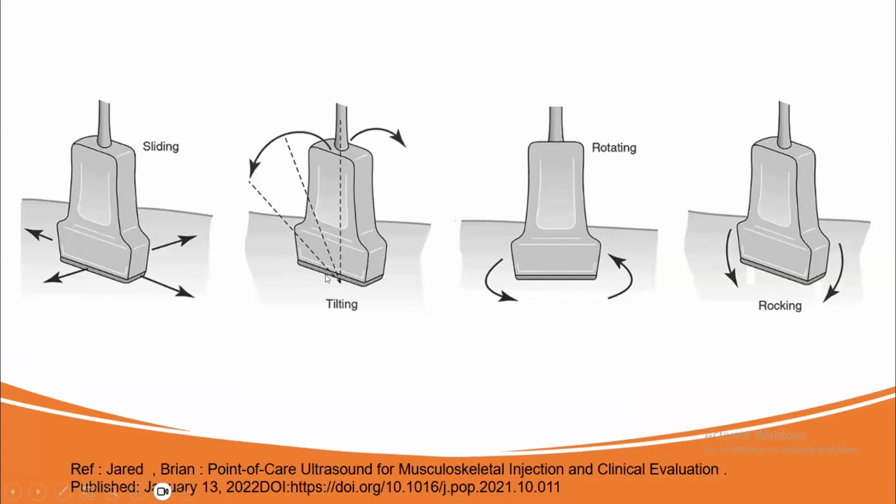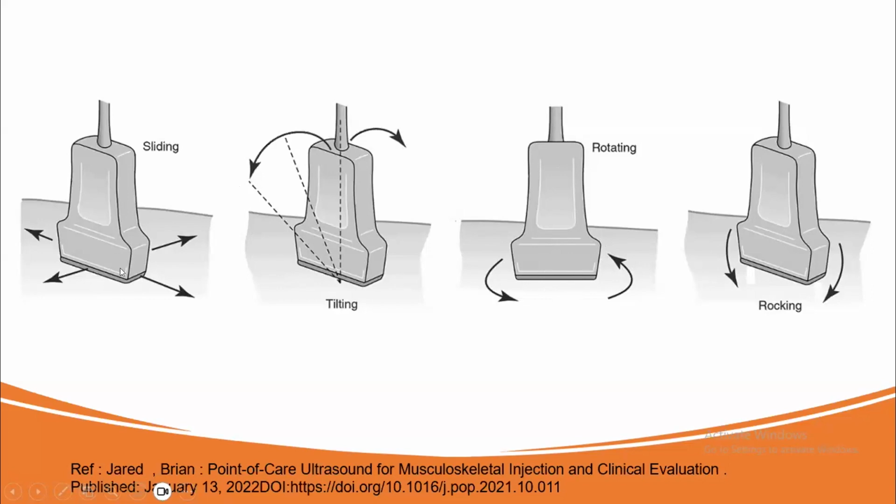Tilting the probe is fixing the footprint of the probe, and we are tilting the tail of the probe from angle to angle along its short axis. Rotation, we are fixing the footprint of the probe, and we are rotating the probe clockwise or anti-clockwise. Rocking, we are fixing the footprint of the probe, and we are rocking from side to side, and this is called rocking along its long axis.